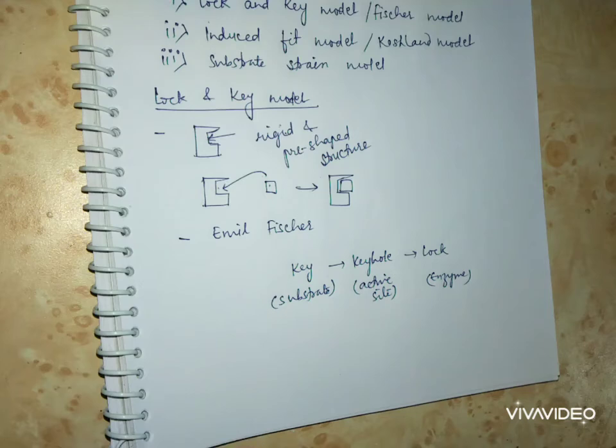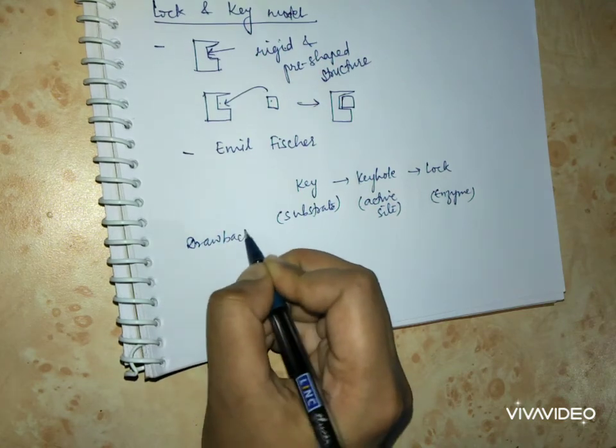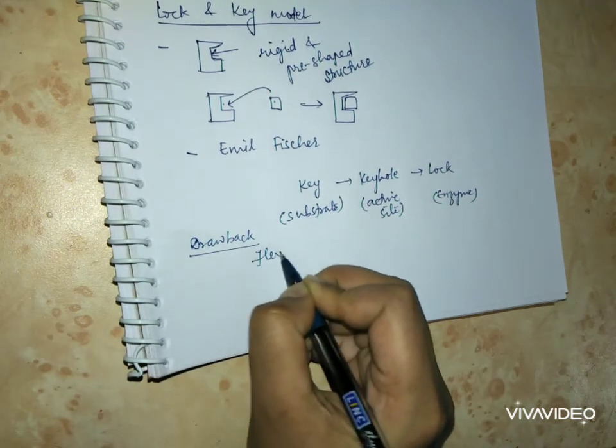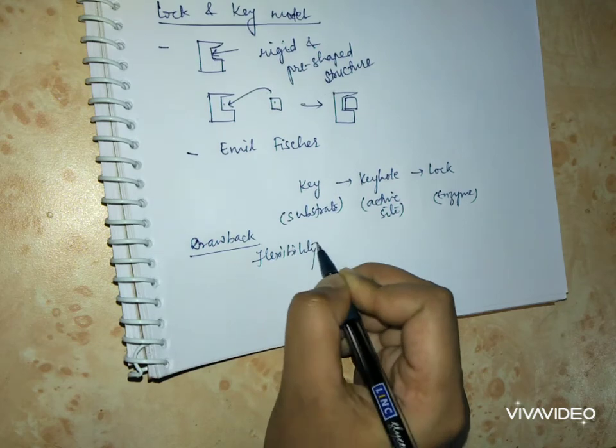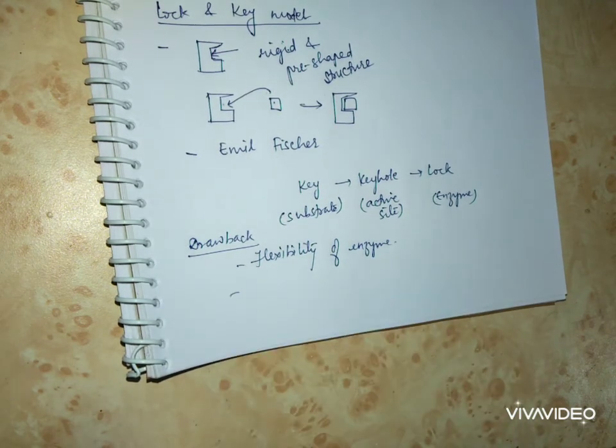But the drawback of this theory is that it ignores the flexible nature, the flexibility, of the enzyme. This was ignored, and hence all the enzymatic reactions that occur because of the flexibility of the enzyme were not discussed by this lock and key model.